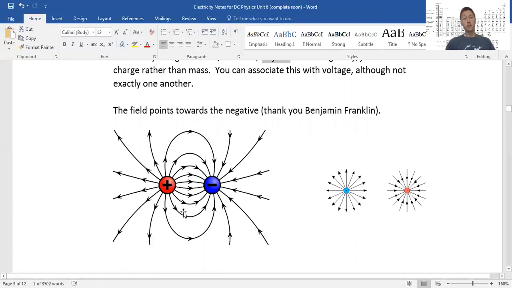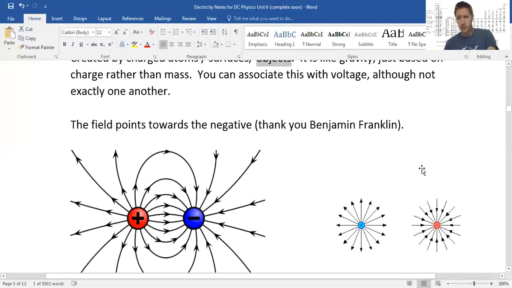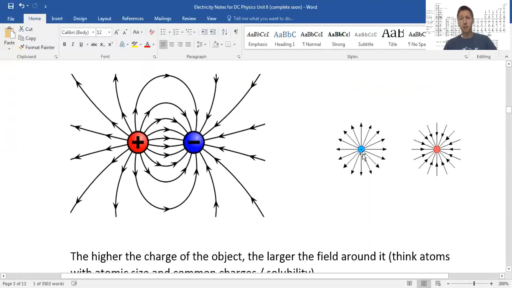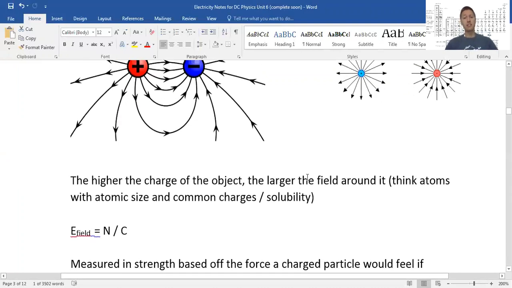So if you have two particles next to each other, if you have just an individual positive proton here, you can see that the positive, it's kind of hard to see. Sorry, let me zoom in a little bit for you. If you just have a positive particle, everything just leaves. And if you have a negative particle, everything's coming in. Again, big idea is the higher the charge, the larger the field around it.